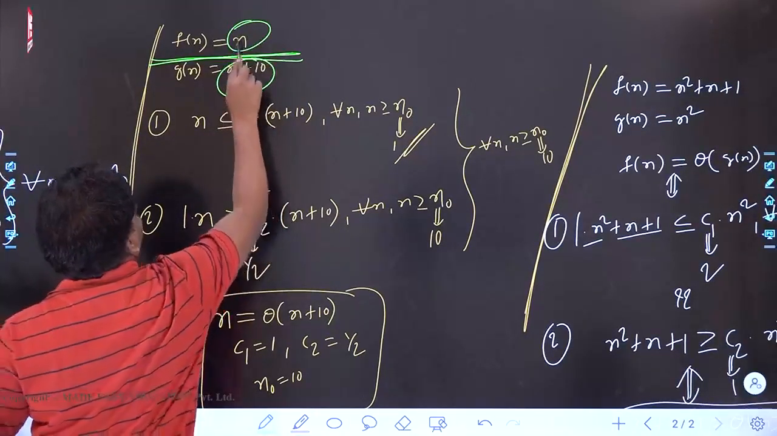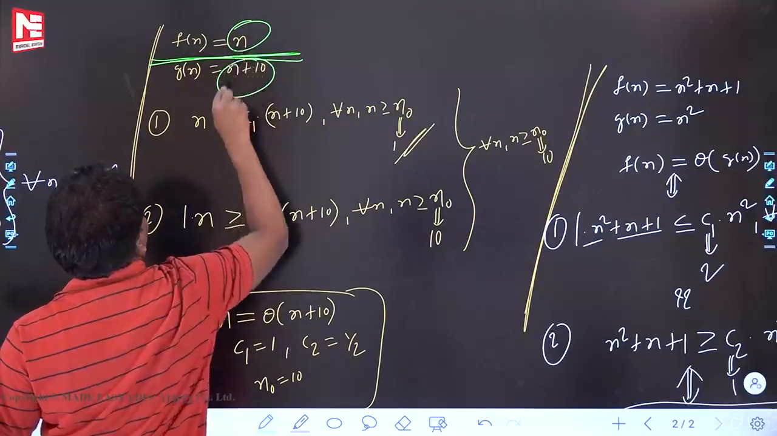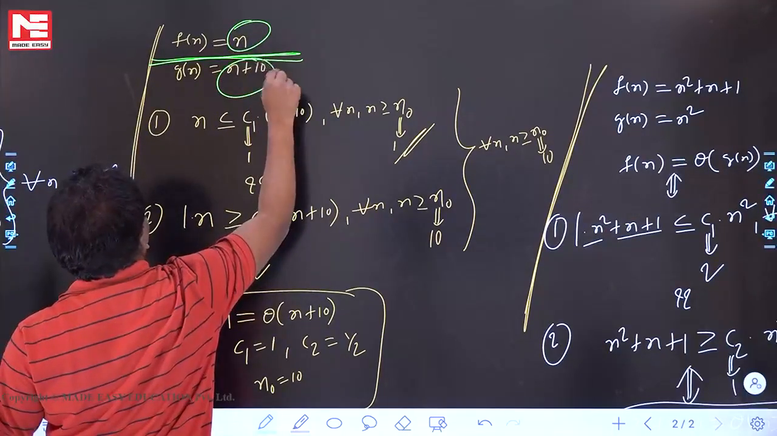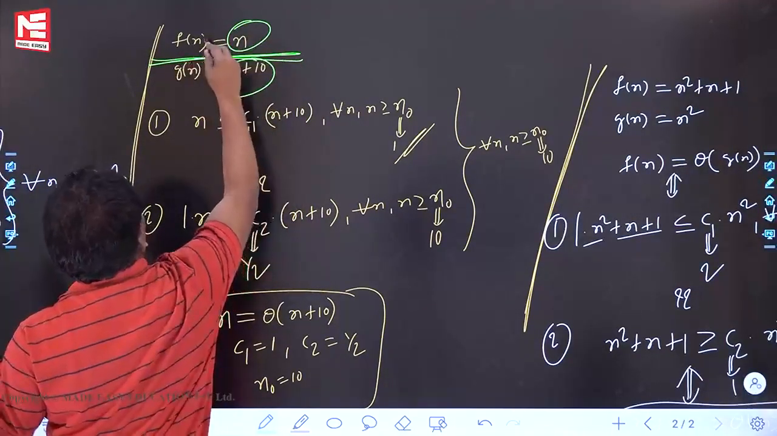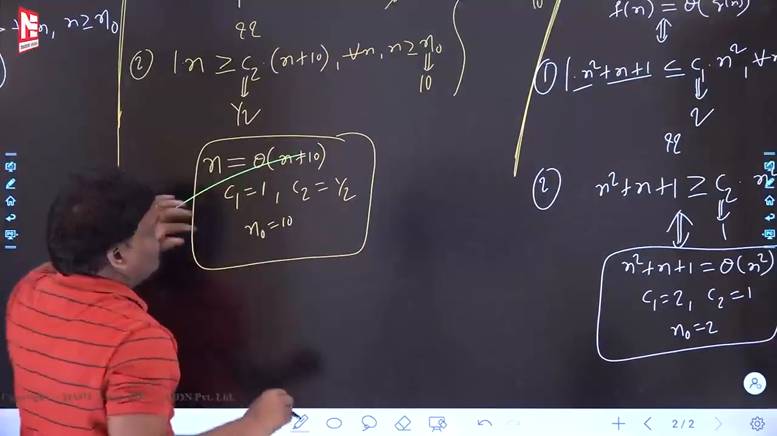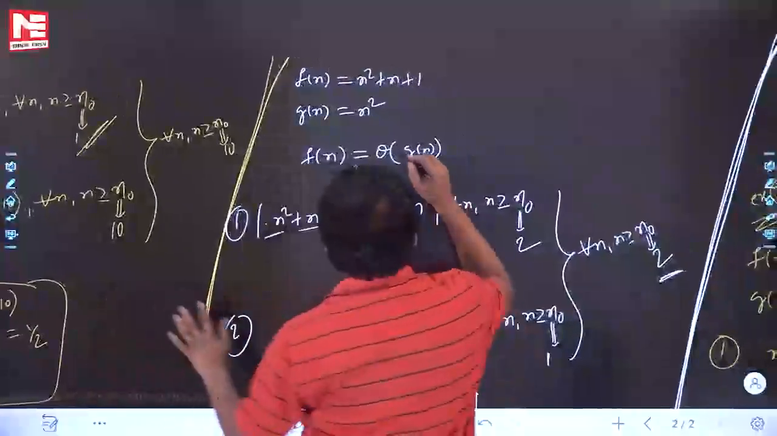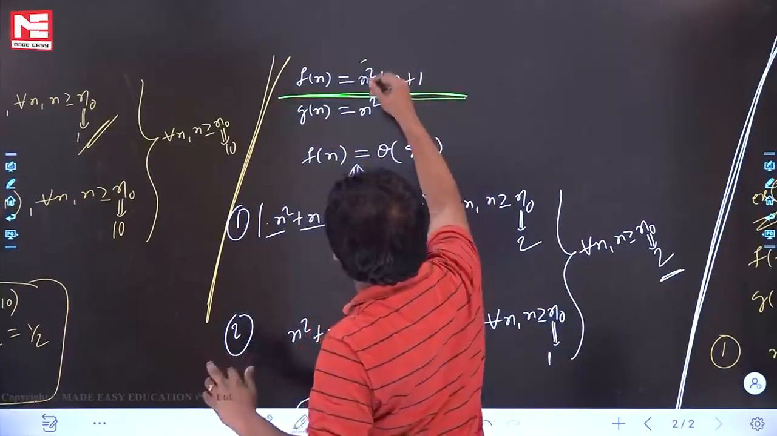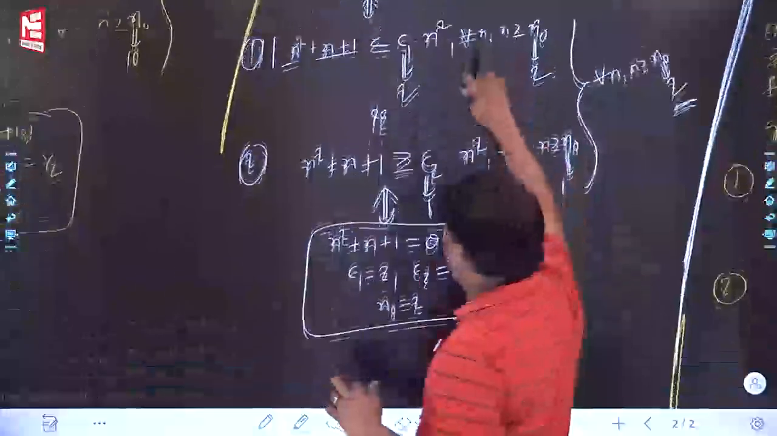The reason is, see this one. In both the functions, the bigger function is the same. The smaller terms may be the same, may not be the same. Right? In both the functions, if the bigger function is the same, then theta is possible. Next one, come to this problem also. In both the functions, the bigger function is the same, then theta is possible.